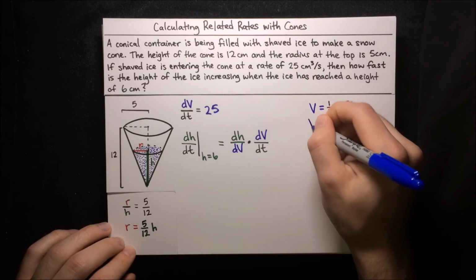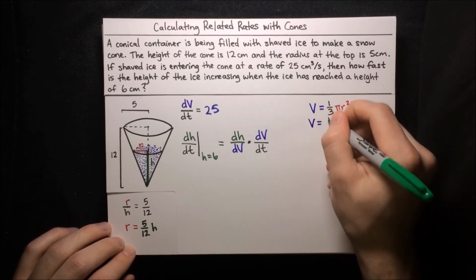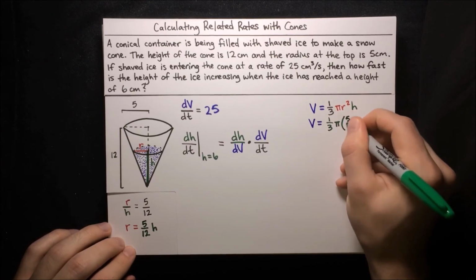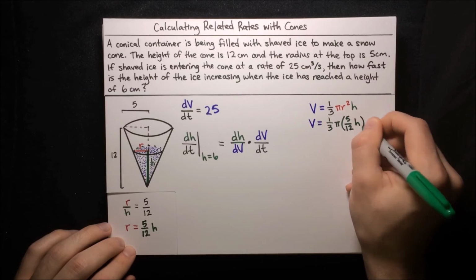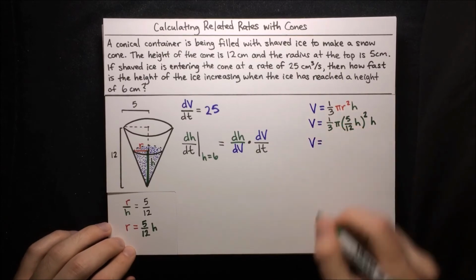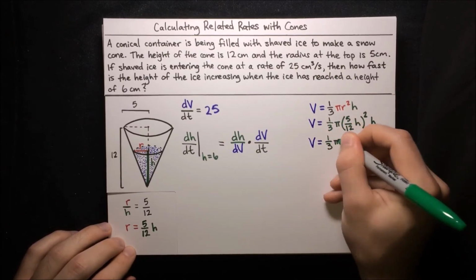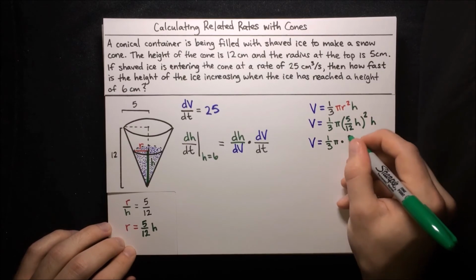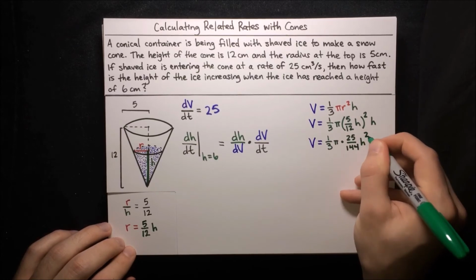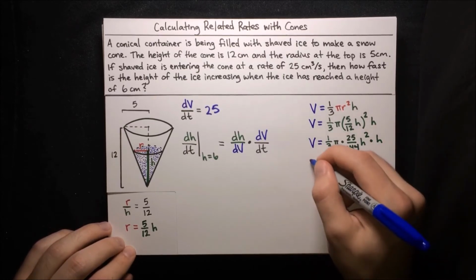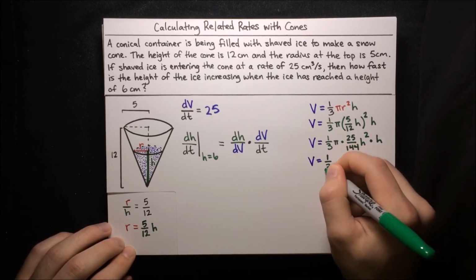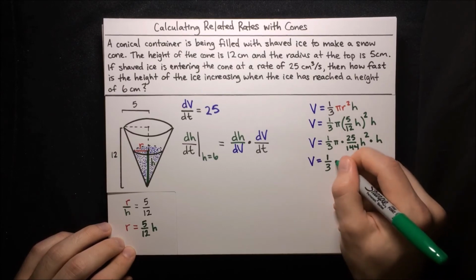So we'll go ahead and put that into our volume formula. Volume is equal to 1/3 times pi times r squared, and r is just 5/12 times h, and then that times h. And then we just simplify. So volume is equal to 1/3 pi times 5/12 squared, which is 25/144, times h squared times h. But actually, let's leave out this 1/3 instead of multiplying it in, because when we use the power rule, we'll have an h cubed and that'll cancel with the 1/3.